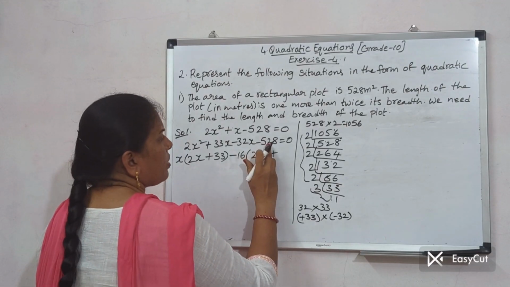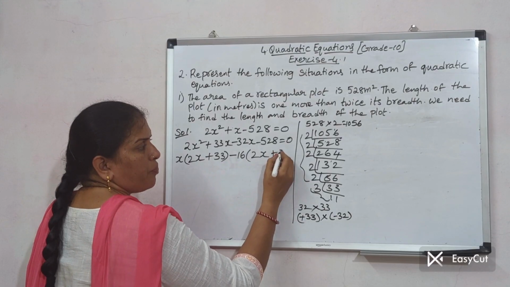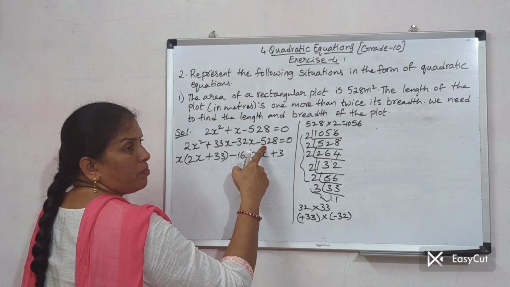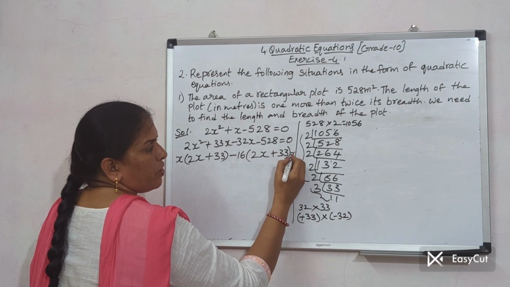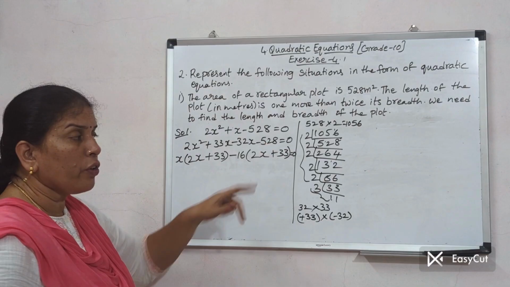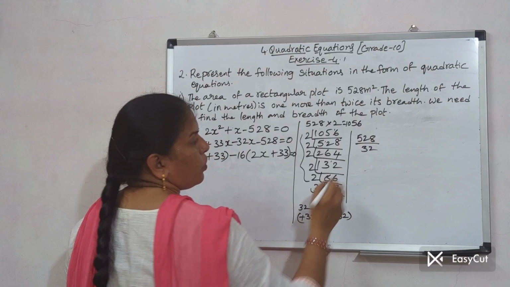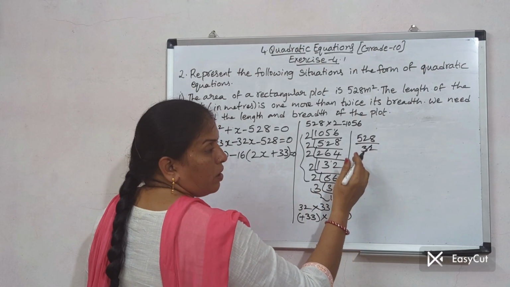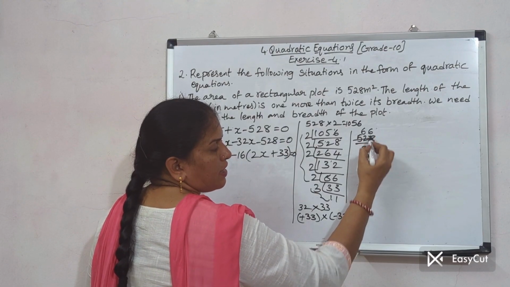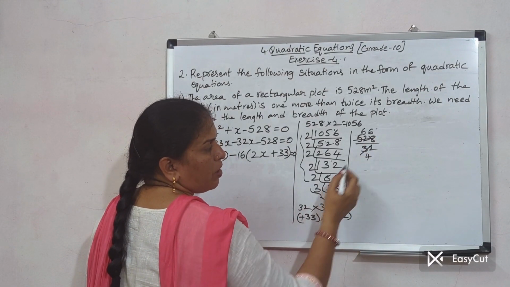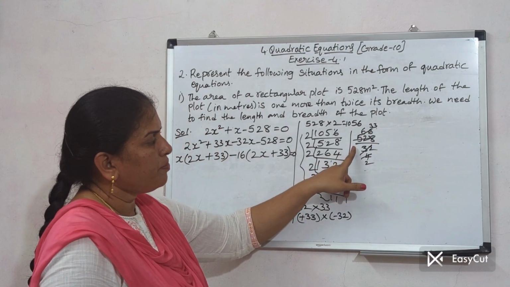Okay. 16 table 528, how many times will it go? 16 2s are 32, or 16 3s are 48. 52 minus 48 is how much? 52 minus 48 is 4. Again 16 3s are 48, equal to 0. Okay. If we don't know how to do it directly, here you divide. 528 divided by 32. Okay. 8 4s are 32, 8 6s are 48.